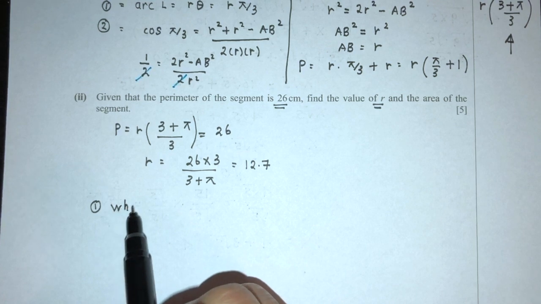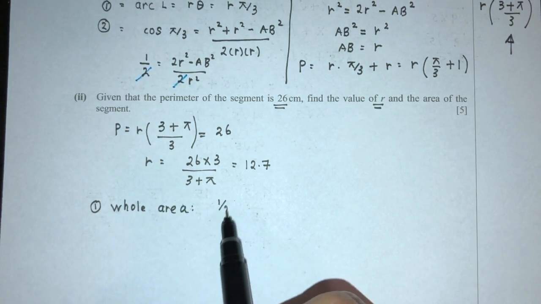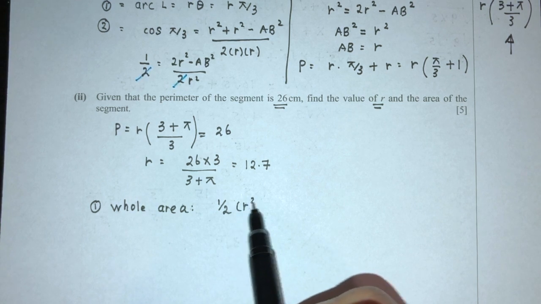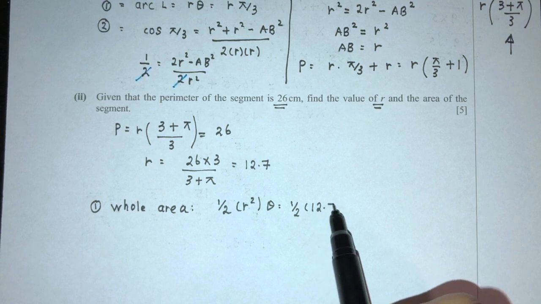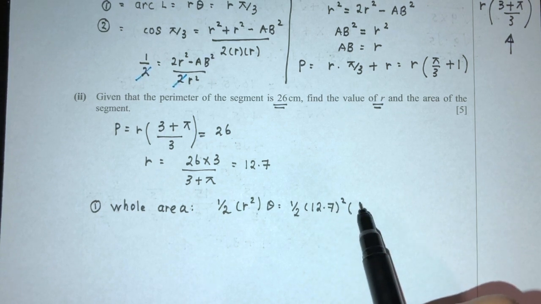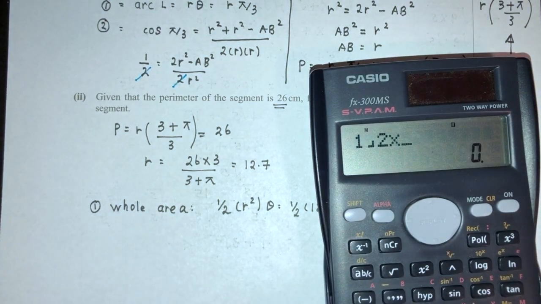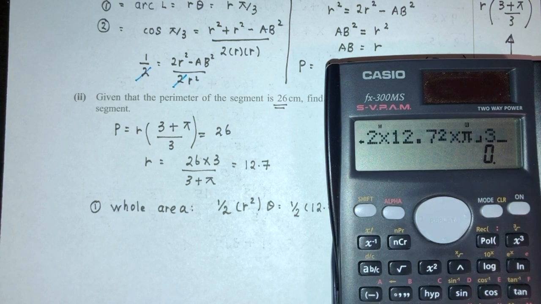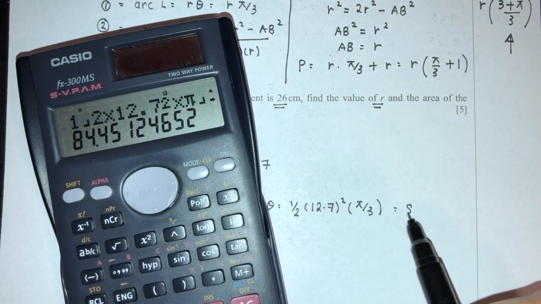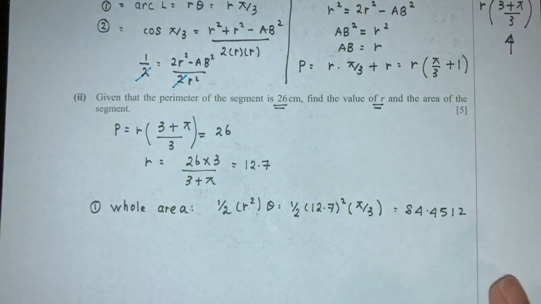So the whole area is found by using half r squared theta. Half r squared is 12.7 squared. Theta is pi by 3. So half times 12.7 squared times pi by 3. That will be 84.4512.